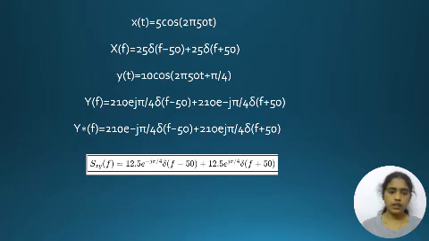Y star of f equals 210 e power minus j pi by 4 delta of f minus 50 plus 210 e power j pi by 4 delta of f plus 50. Sxy of f equals 12.5 e power j pi by 4 delta of f minus 50 plus 12.5 e power j pi by 4 delta of f plus 50.